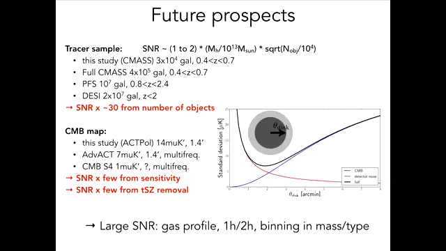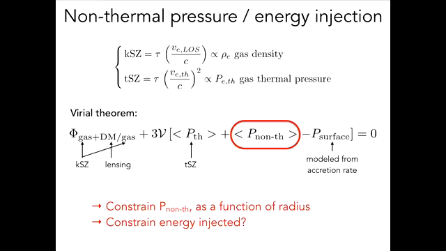Now, to give you just an example of what you can say about the gas profile, here's a schematic idea. Again, the kinematic Sunyaev-Zeldovich effect is proportional to the optical depth to Thomson scattering, which is proportional to the number of electrons and the line of sight velocity. So by measuring the kSZ effect, like I showed you, you get a handle on the gas density.